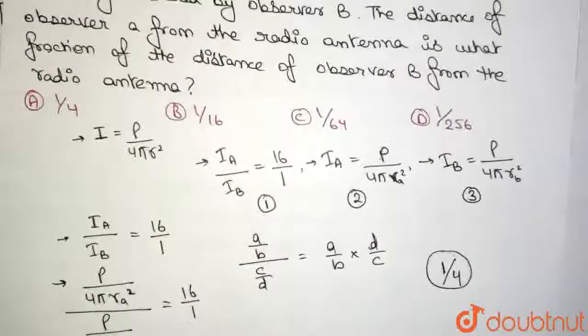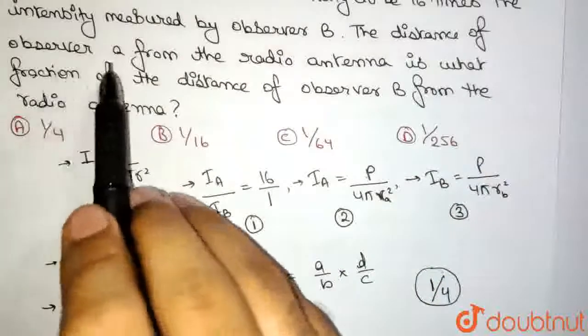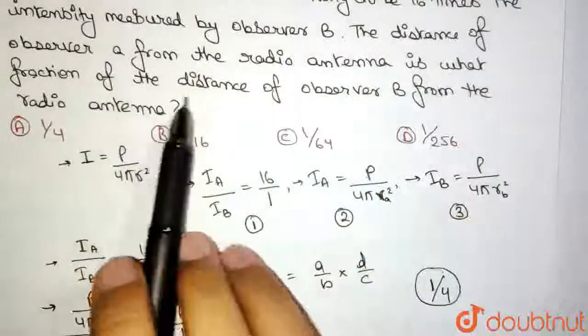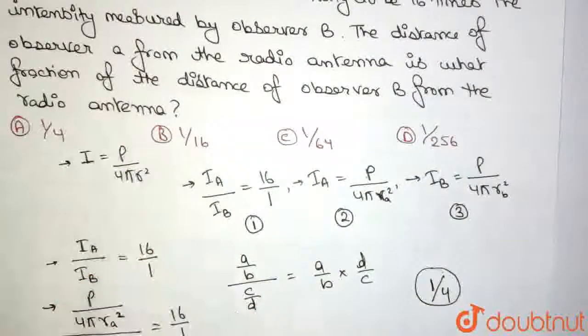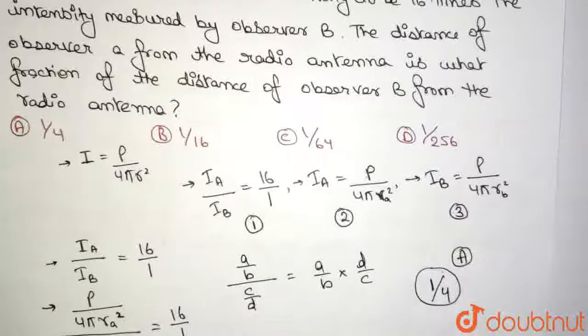And upon comparing with the options, so we had distance of observer A from the radio antenna is what fraction of distance of observer B from the radio antenna, right? And if we compare with the options, we see that this matches with option A. So we see the correct answer to this particular question is option A, which is 1 by 4.